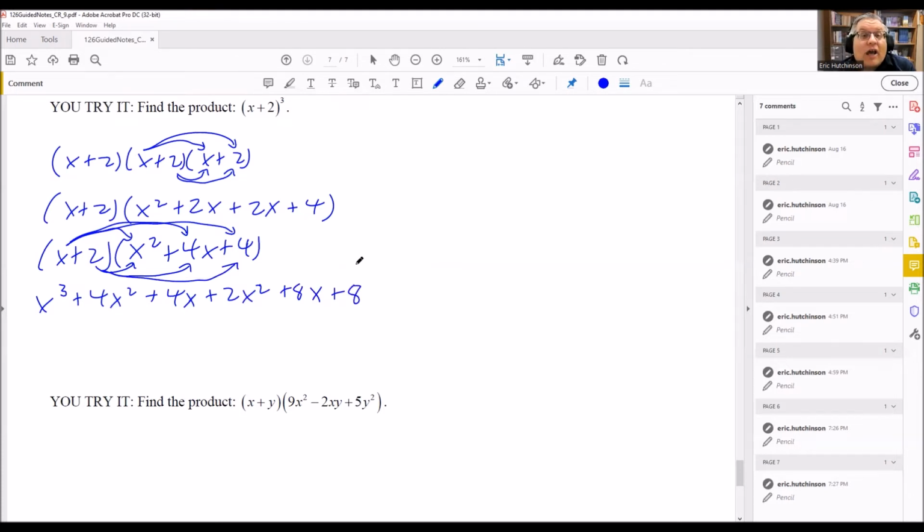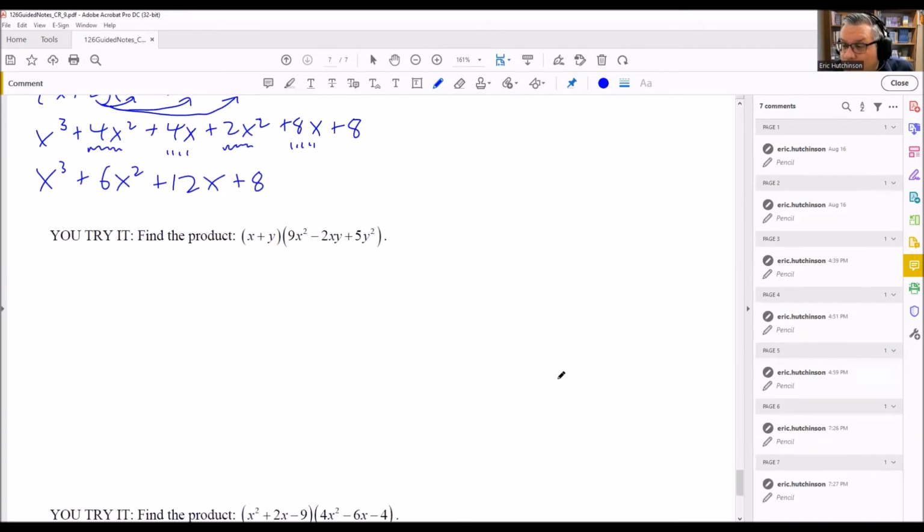At this stage, you're just going to add all the like terms. X cubed is by itself. We have a 4x squared and 2x squared there. So that adds together to be 6x squared. We've got 4x and 8x, which are like terms also. Add those, you get 12x. And then we just add on the 8. There's nothing else that combines with that. So now no more like terms. That would be your answer for that one.